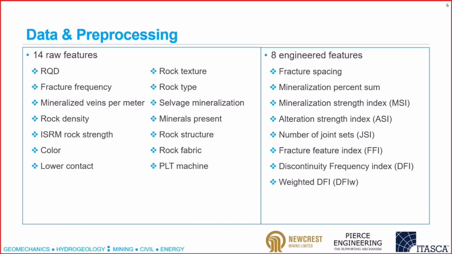The number of joint sets that were present, we added to the sheet. A fracture feature index, this was simply combining the RQD and fracture spacing together, and we scaled them, and it turned out to be a pretty important feature in the model. Discontinuity frequency index was a frequency of the discontinuities recorded along the core. We also had a weighted DFI that was a separate discontinuity frequency index feature.